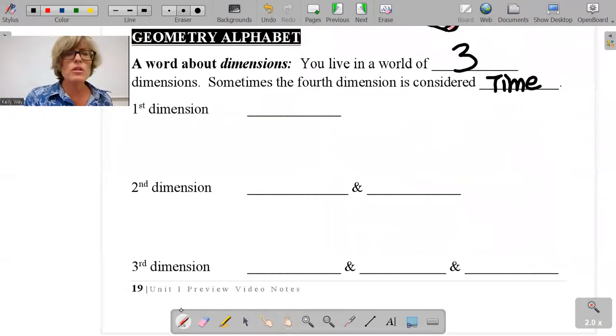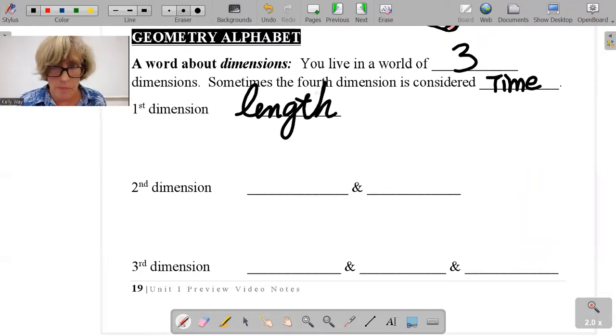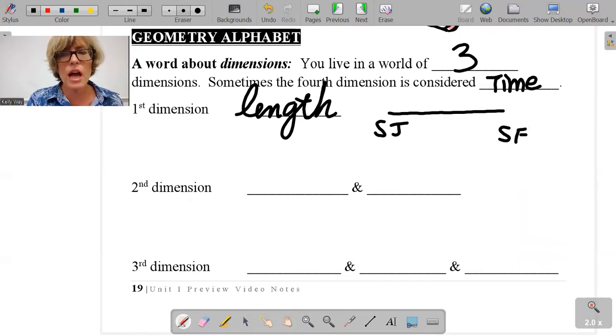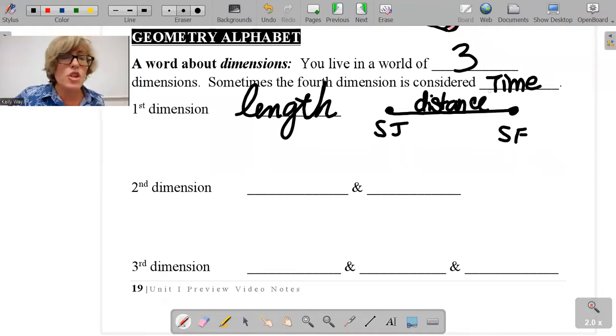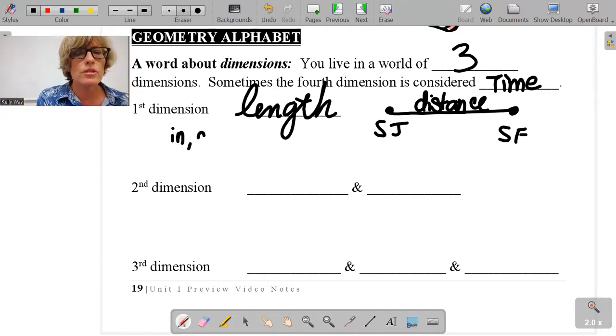The first dimension is length. So if I were to say I walked from San Jose to San Francisco, and the distance I walked, that concept of distance is only 1 dimension. And when we work in things with only 1 dimension, we use what are called singular units, such as inches, centimeters, feet, meters.